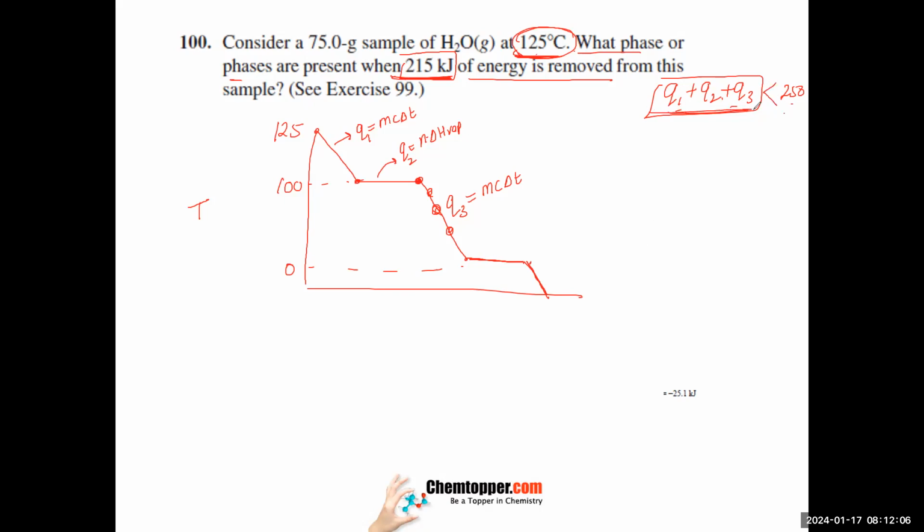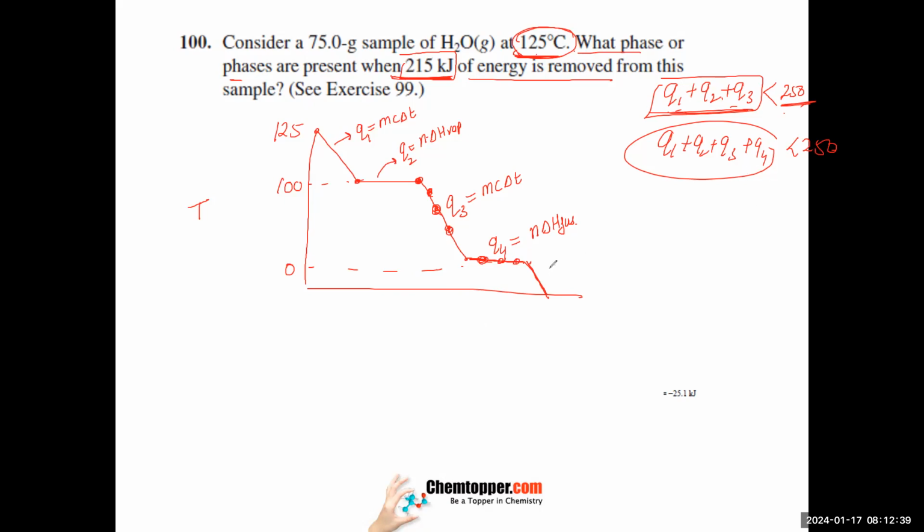If it is less than 250, then the state of the matter is liquid. It can be anywhere here. Then calculate Q4, which is again n delta H of fusion. Now add Q1, Q2, Q3, Q4. Compare it with 250. If it is less than 250, then it means the substance is somewhere here.